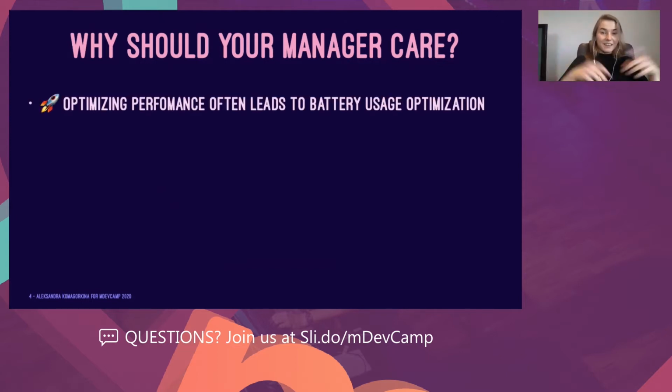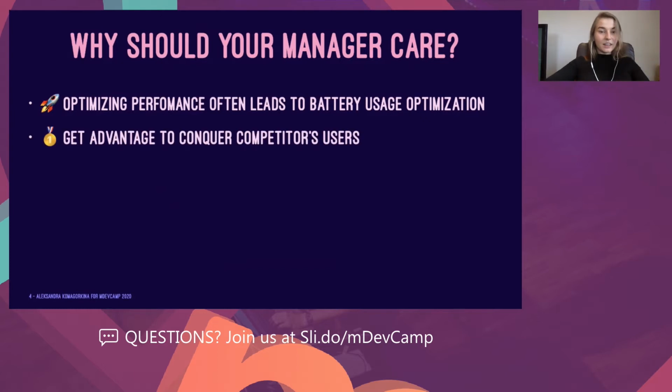So first thing, optimizing performance also often leads to the battery usage optimization, as I already said. So it means users have better experience with your app, so you have more happy users there. Also, the optimized apps with optimized battery usage also get advantage in front of the competitors. So you will get advantage to conquer the competitors' users, which is also good.